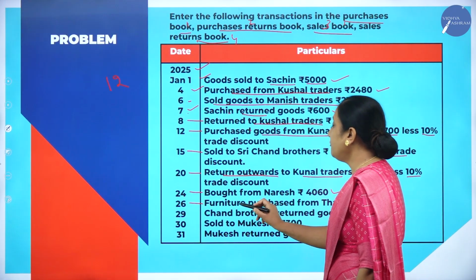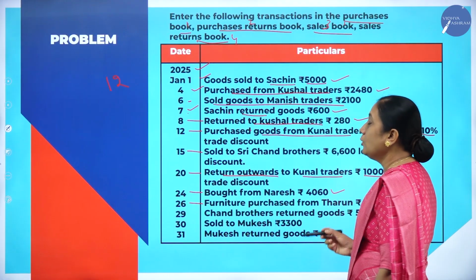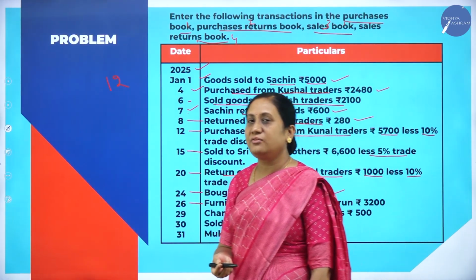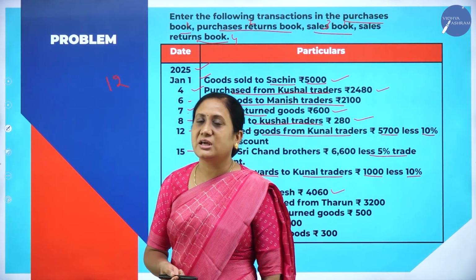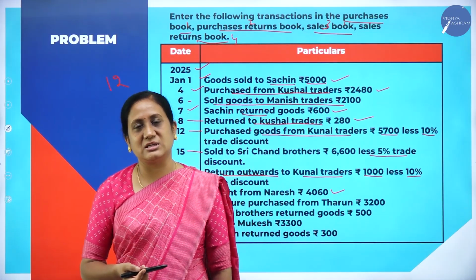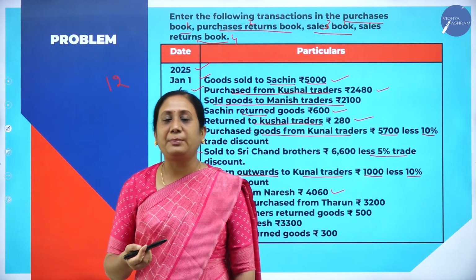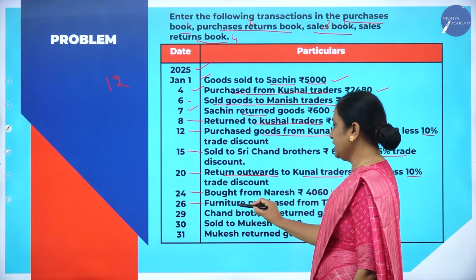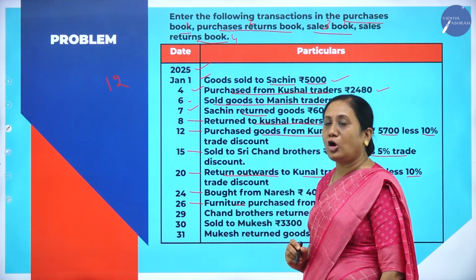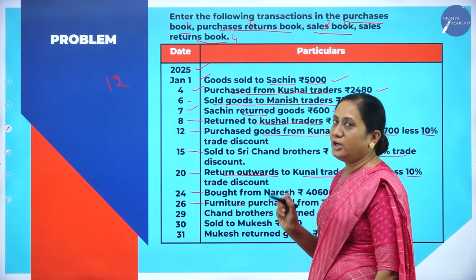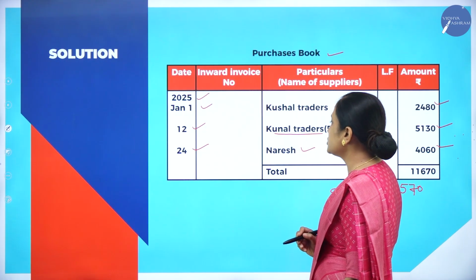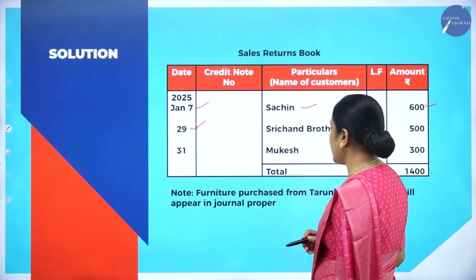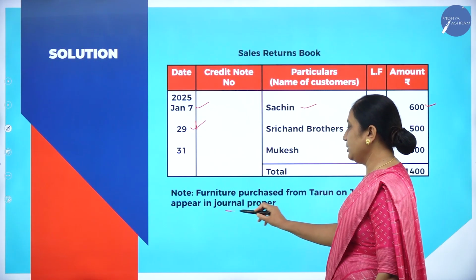See here. Furniture purchased from Tarun. What are we purchasing? Furniture. What is furniture? Furniture is an asset to the business. It is for the purpose of own use. So assets purchased, like furniture and machinery, should not be recorded in any of the subsidiary books. We should record these types of transactions in the journal proper.